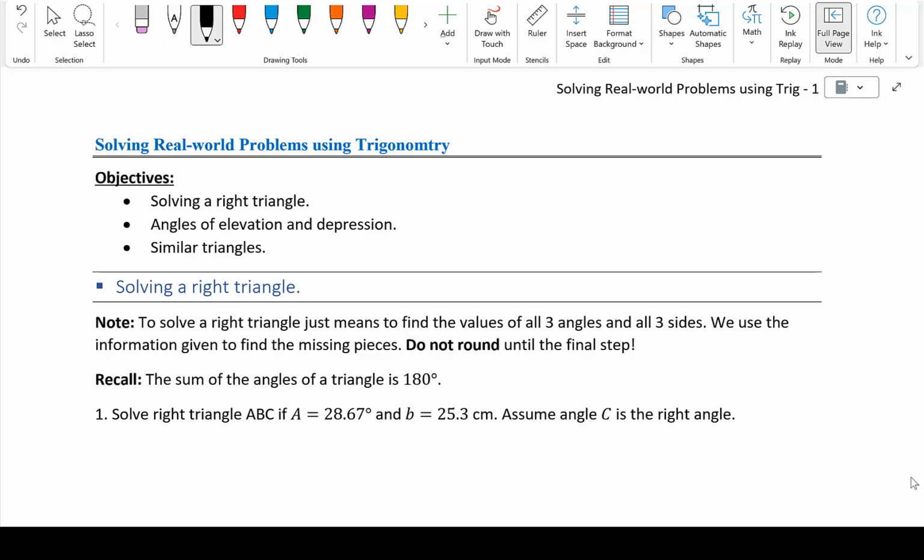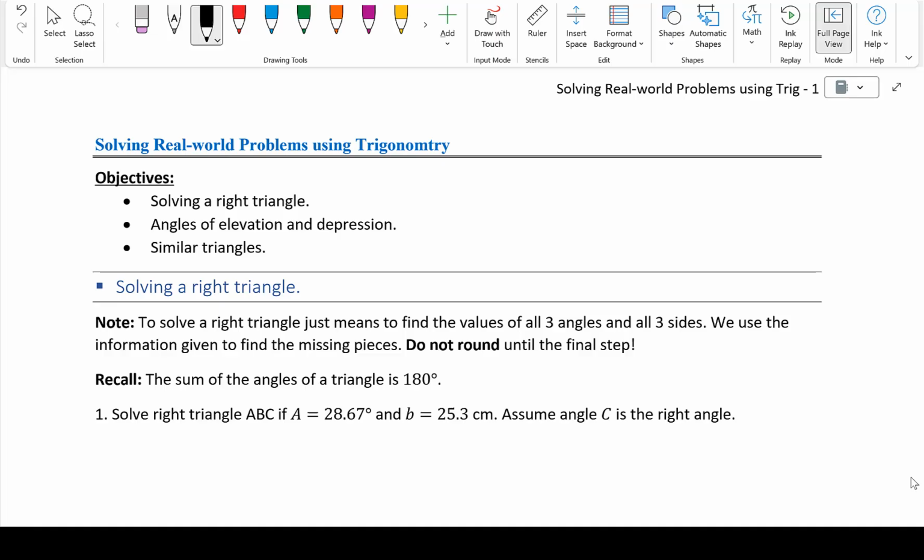The standard for this video is solving real-world problems using trigonometry. You get to use a calculator, so I'll try and Alt-Tab and pull that up while we're going through so you can see what's happening. Hopefully that's not too annoying. But our objectives for this standard are solving a right triangle, angles of elevation and depression, and then similar triangles.